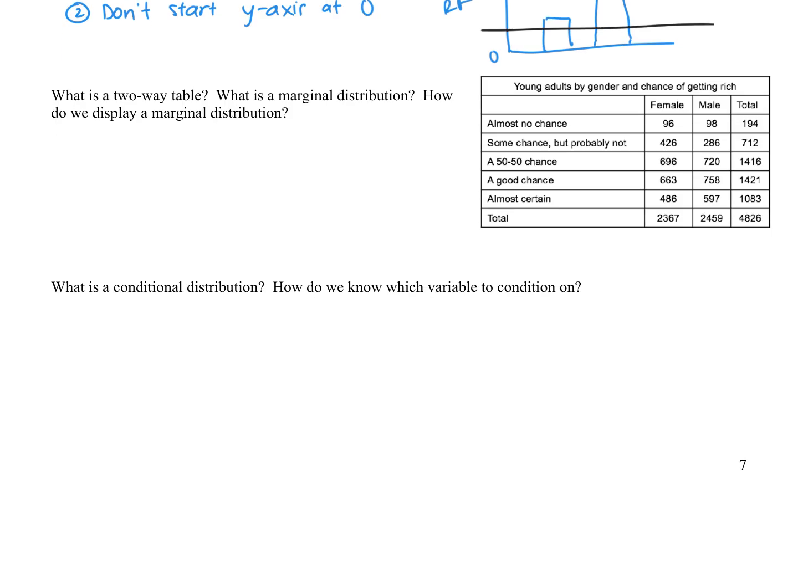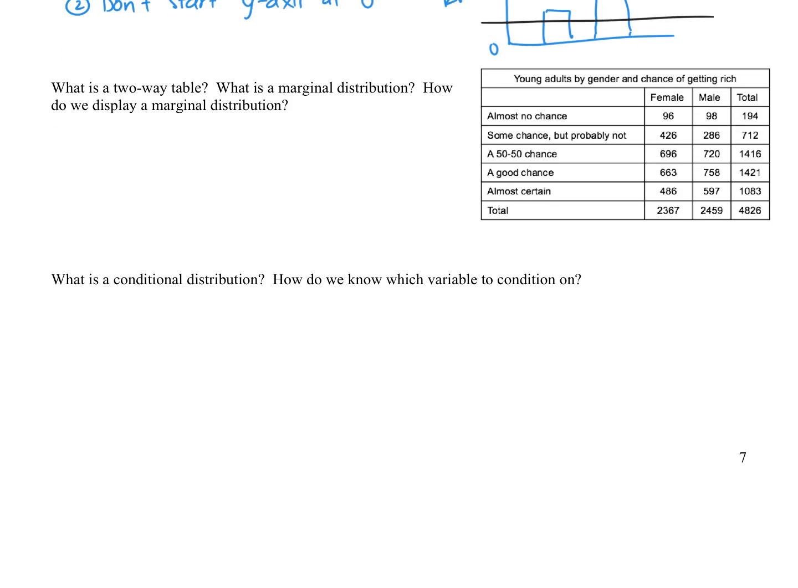Two more things to talk about, and then, like I said, we'll take a break before finishing notes. What you see right here is what is called a two-way table. A two-way table. Well, no, it displays one variable for different groups. So we looked at young adults, and they told us gender and what the chance of getting rich is. I'm not gonna question how they gained that data.